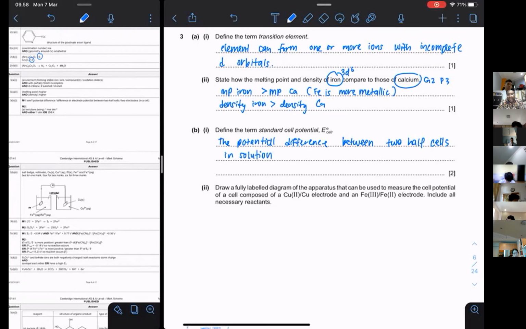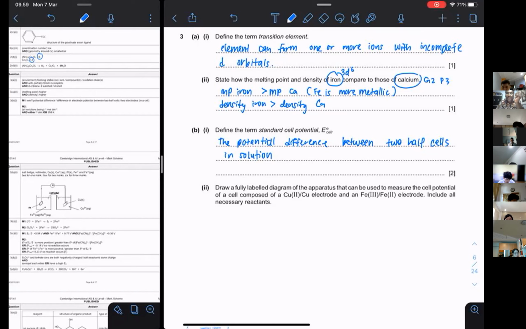Do remember there are two ways of asking this: standard cell potential and standard reduction potential. For standard reduction potential, you compare one half cell against the hydrogen half cell. But this one is the standard cell potential, a potential between two half cells, so it doesn't need to be hydrogen. It can be any half cell.